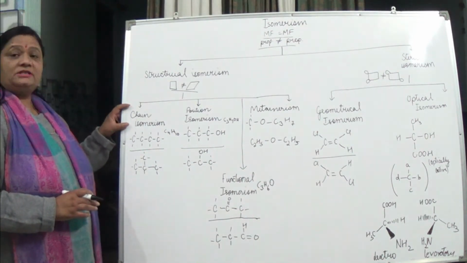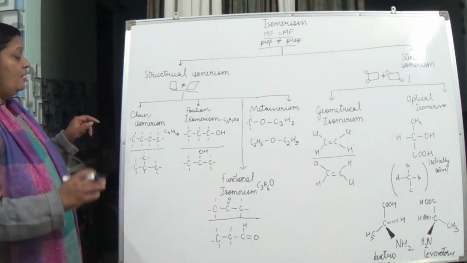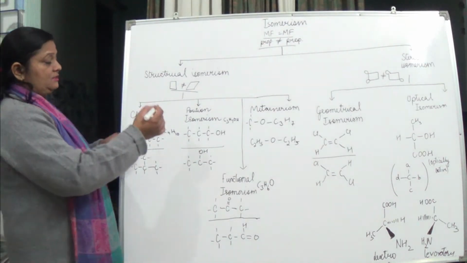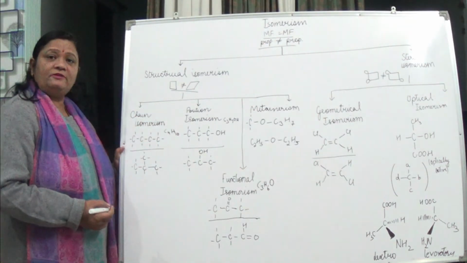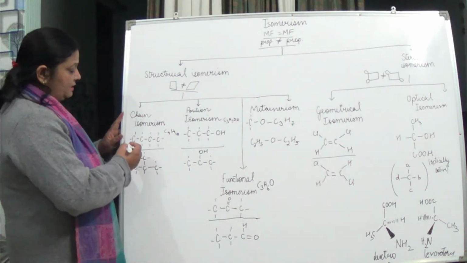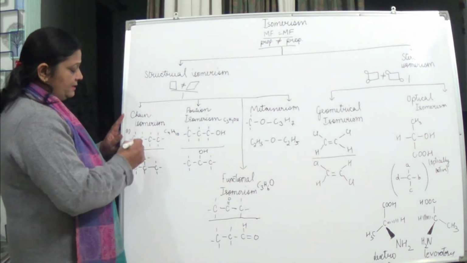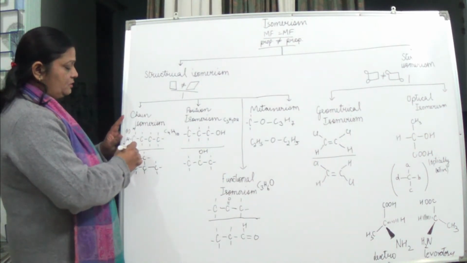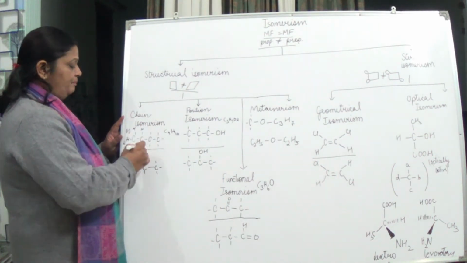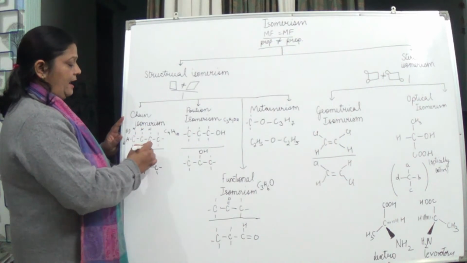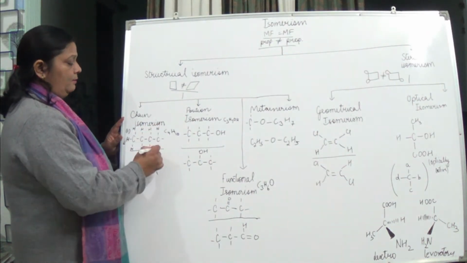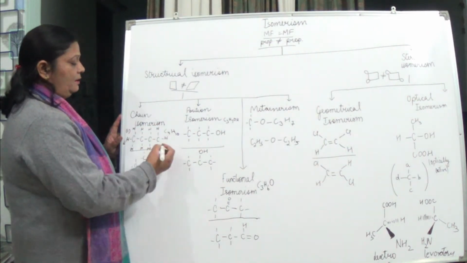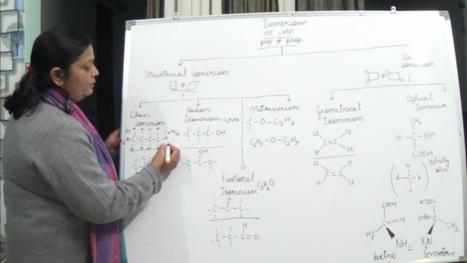So in chain isomerism, take an example of butane, C4H10. It can be represented in this manner, in the chain form. This is the normal butane. I can write n-butane, normal butane.